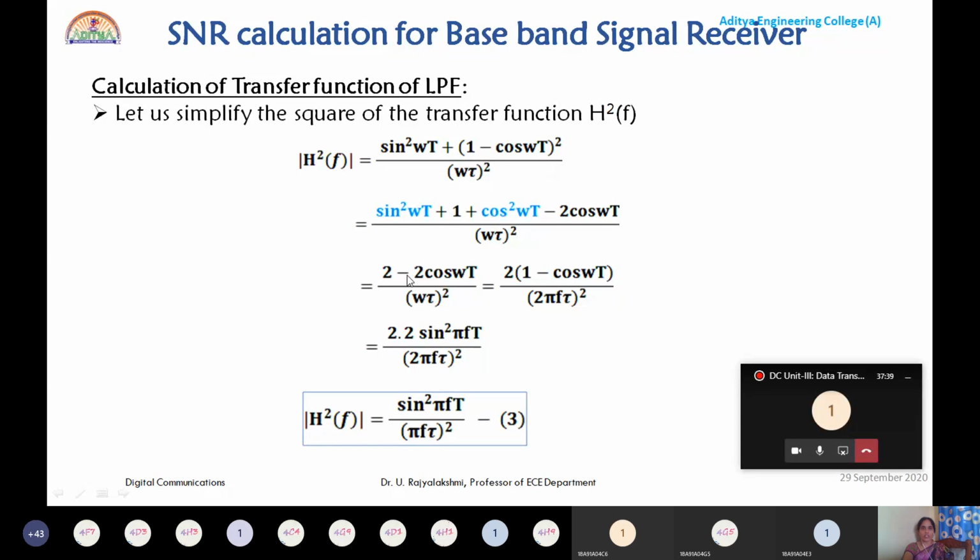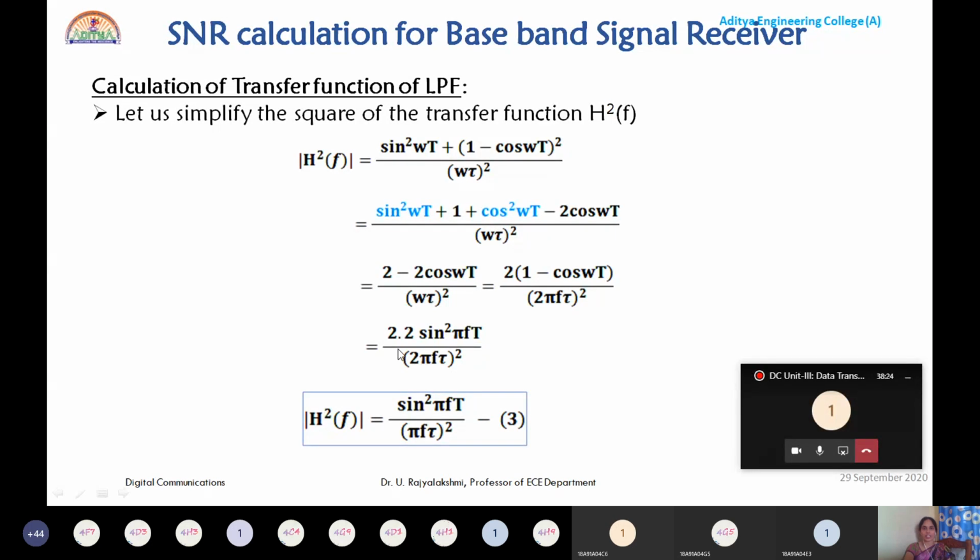If you take 2 as common from the numerator, it is 2 into (1 minus cos omega T) divided by (2 pi f tau) whole square. Please write omega as 2 pi f. So 1 minus cos 2 pi f T will be 2 sin square (2 pi f T divided by 2). So the 2 gets cancelled, and it will be sin square pi f T, with another 2 here. So 4 will be in the numerator and 2 square in the denominator.